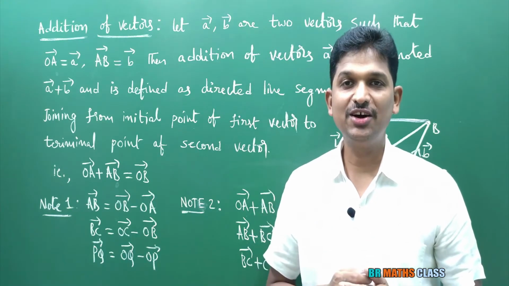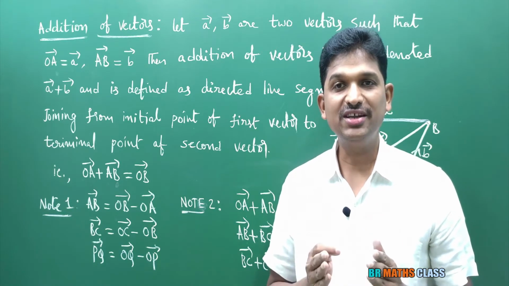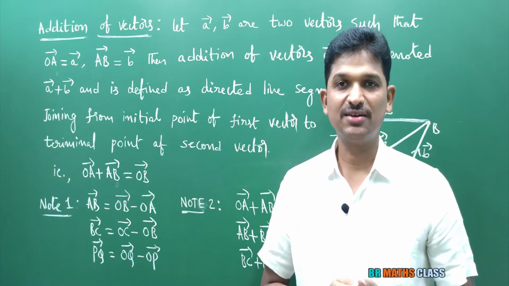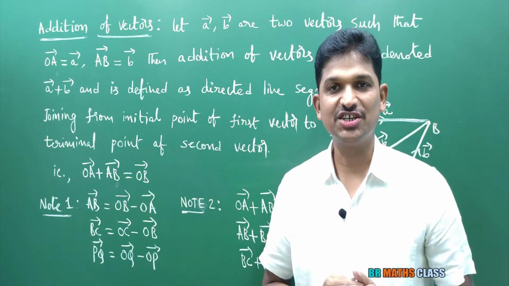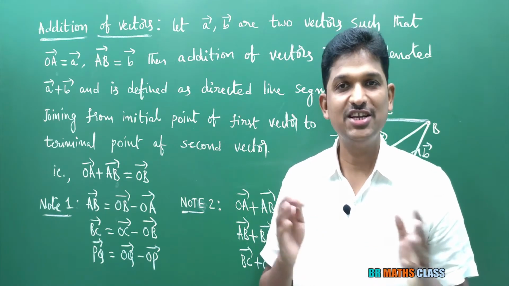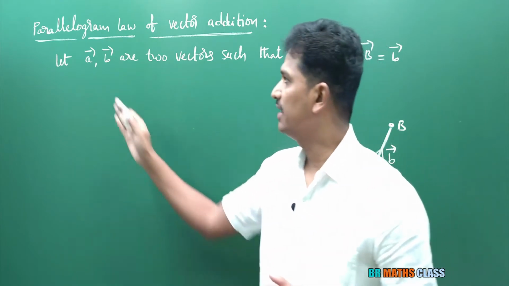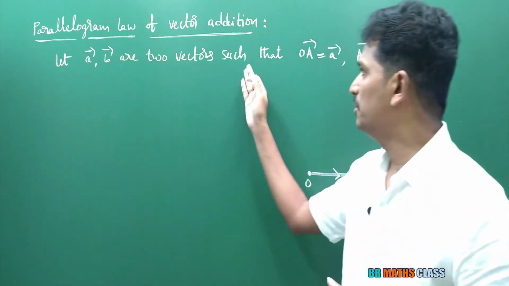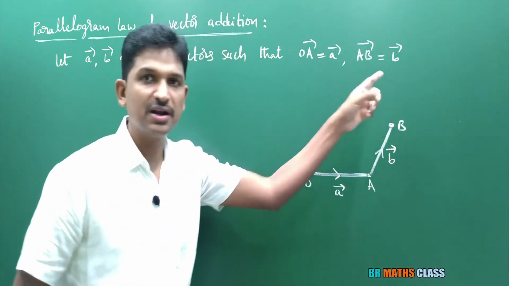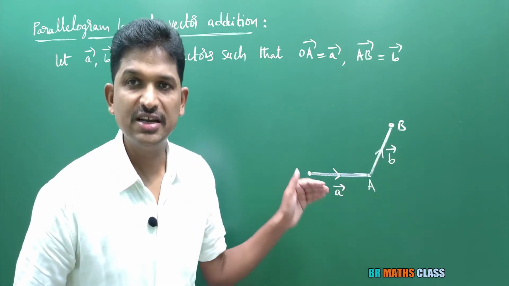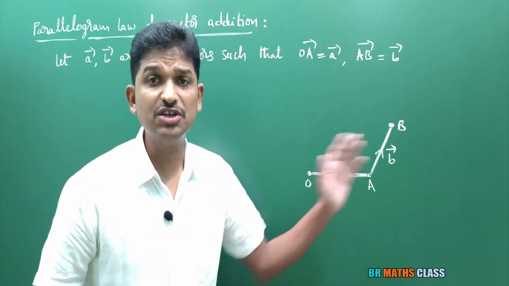So what you learned till now? You learned what is addition of vectors and what is the triangle law of vector addition. Now we will learn what is the parallelogram law of vector addition. To explain it, I consider two vectors A bar, B bar such that OA bar equals A bar, AB bar equals B bar. This is like how we took the vectors in addition of vectors. I consider two vectors like this.